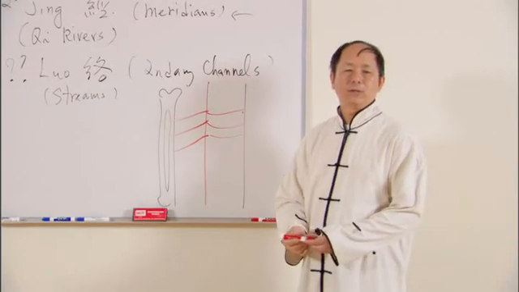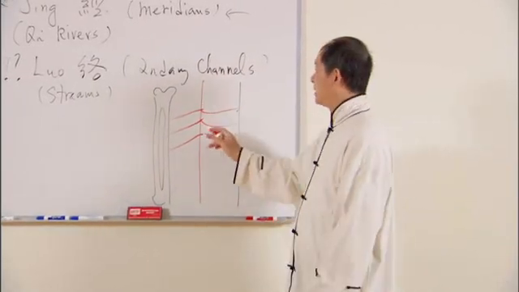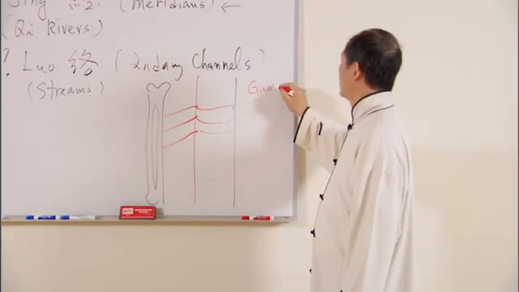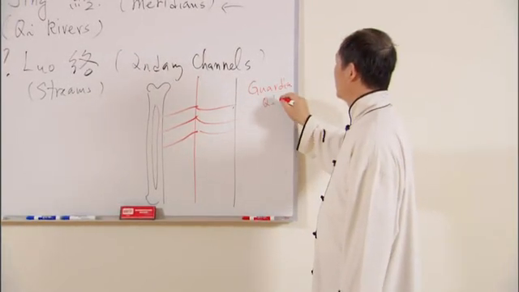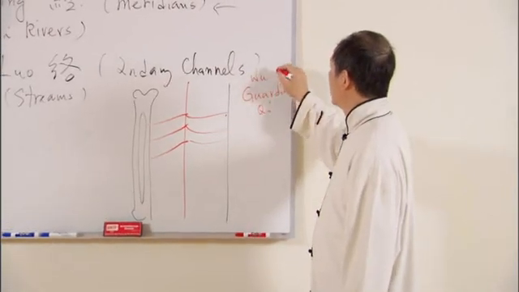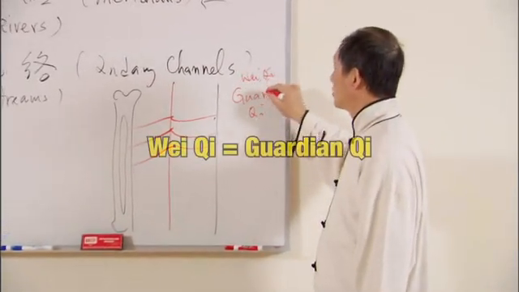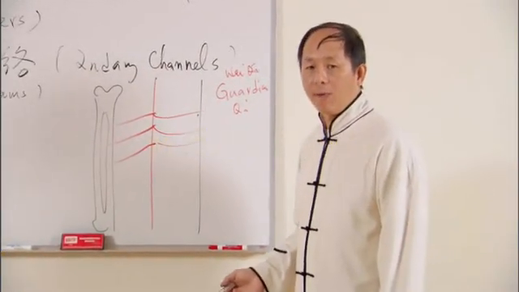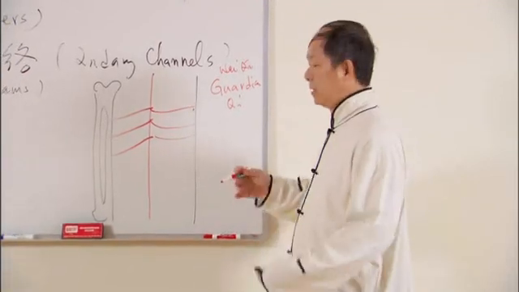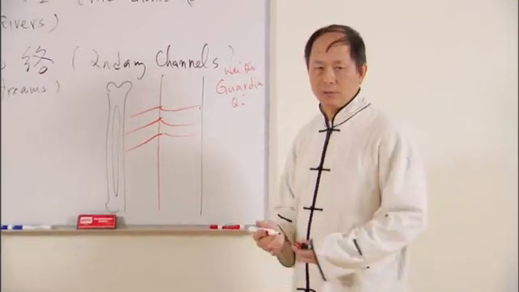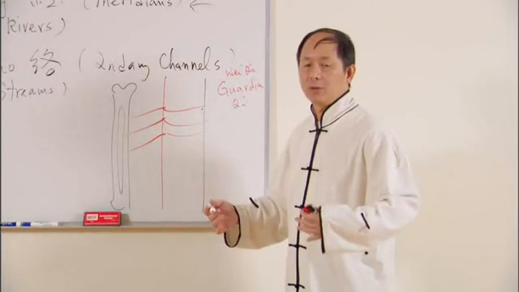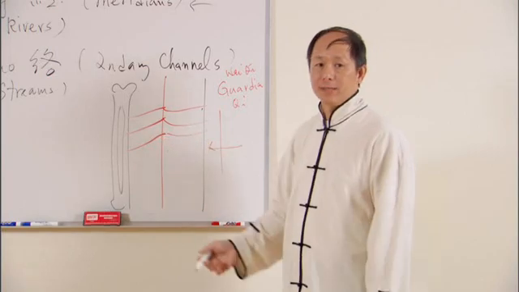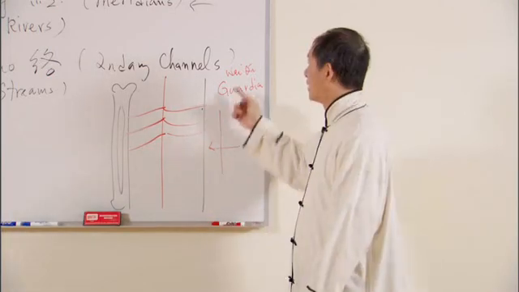So what does the secondary channel do? The secondary channel leads the qi to the surface of the skin. It builds up what we call guardian qi. In Chinese it is called wei qi. Wei qi means protection or guardian qi. In Western society, some people call it aura energy. Because of this energy, the body has a shield. All living things have this energy shield, to prevent negative energy from influencing the body. In Chinese it is called guardian qi.